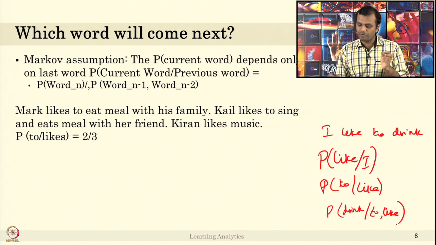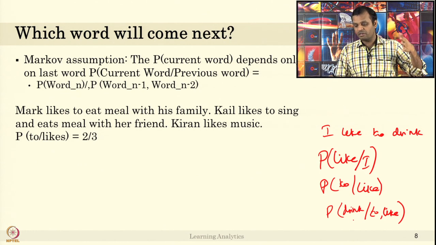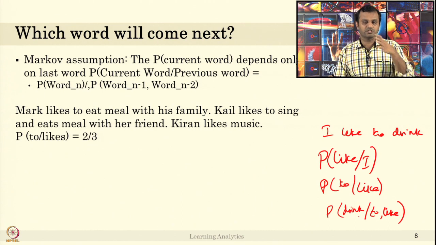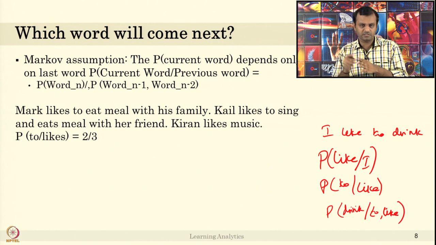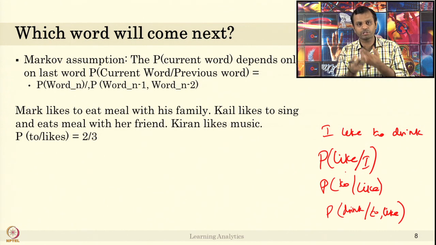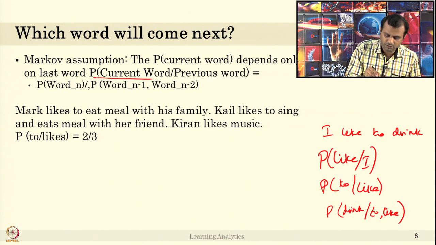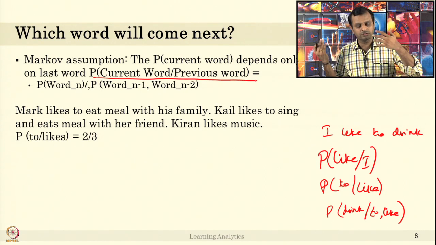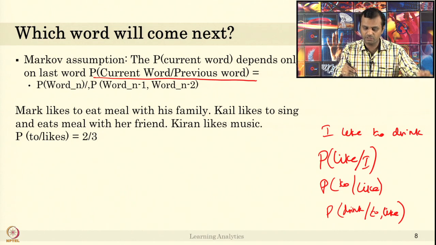What happens is, if you know more history, like n-1, n-2, n-3, you might be able to predict better, but Markov's assumption says that it is not needed. Mostly you will be able to predict just from the previous word only. You need not give previous words n-1, n-2, n-3. The Markov assumption says there is no need to do that. It is almost equal to considering the probability of only the previous word.